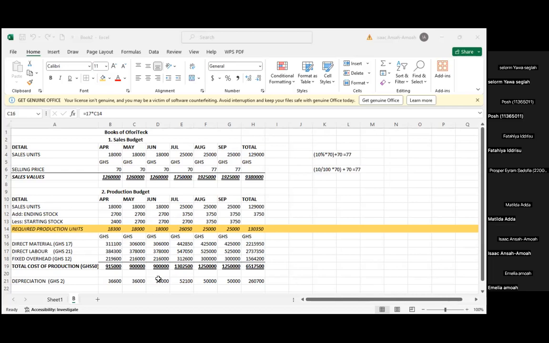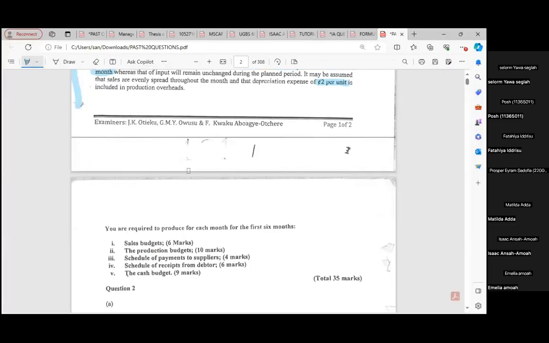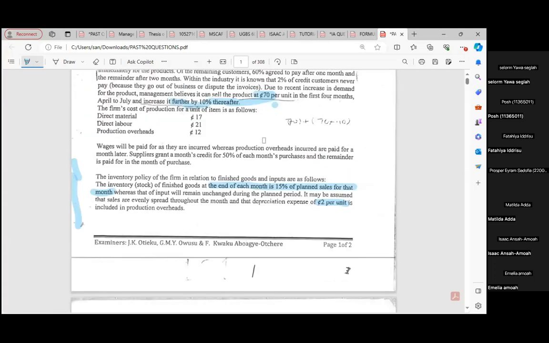Okay. Let's go look at the other requirement of the question. The third requirement says that we should do a schedule of payment to suppliers for 4 marks. So let's quickly do that. Schedule of payment to suppliers.